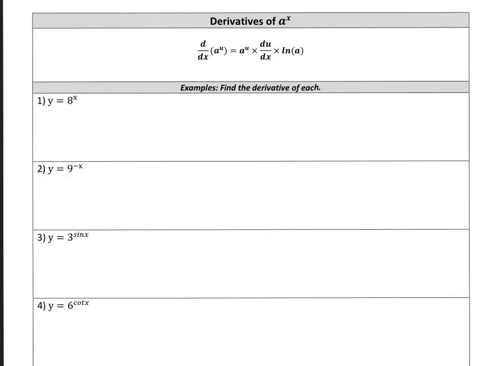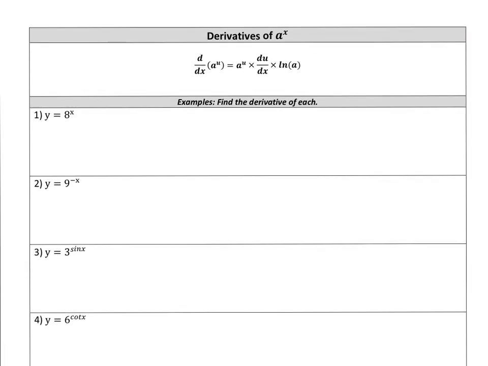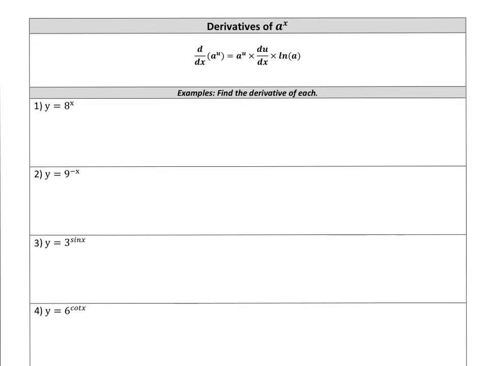Okay, so now we have examples of another exponential function. It just doesn't have e. It's a, where a is any constant, right? So notice how in these examples I have 8, I have 9, I have 3, I have 6, any number other than e to the x power. So the rule for the derivative here is similar, where the derivative of a to some power is the same times the derivative of the power times now the ln of the base.